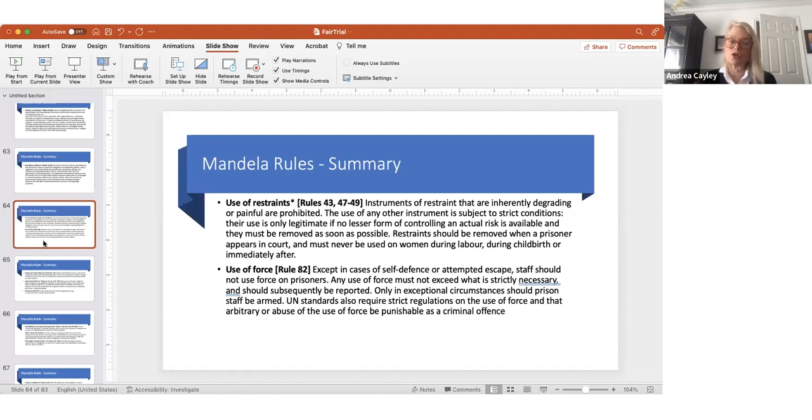Their use is only legitimate if no lesser form of controlling an actual risk is available, and they must be removed as soon as possible. So if a defendant is acting extremely irrationally, is hurting other people, there can be cause to restrain them, but it would have to be to that level.